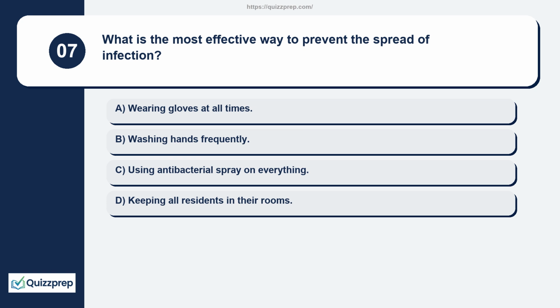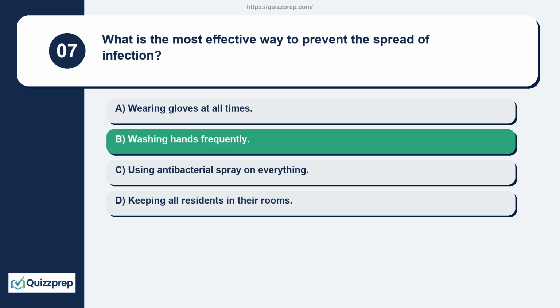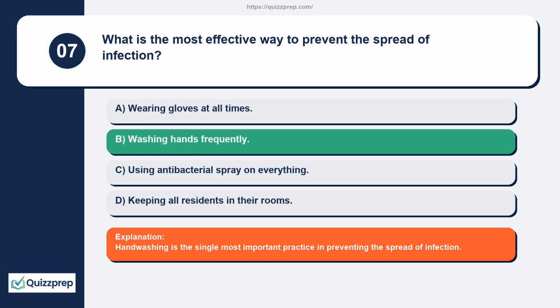Question 7. What is the most effective way to prevent the spread of infection? Wearing gloves at all times, washing hands frequently, using antibacterial spray on everything, keeping all residents in their rooms. Hand washing is the single most important practice in preventing the spread of infection.